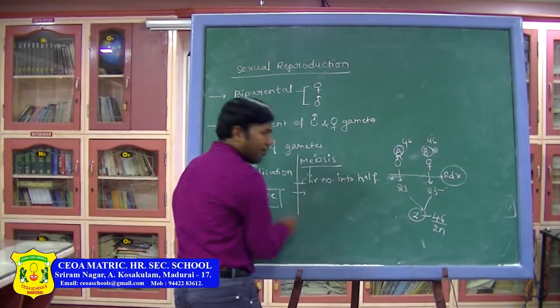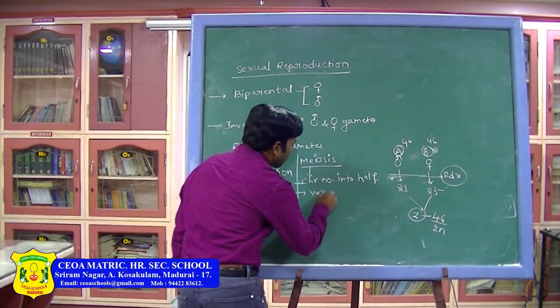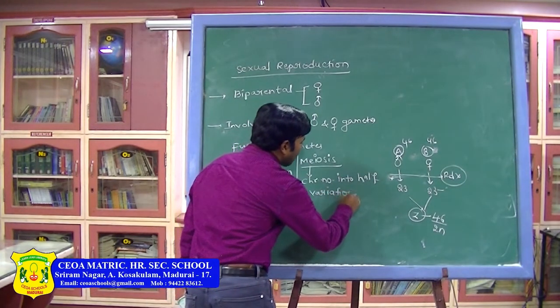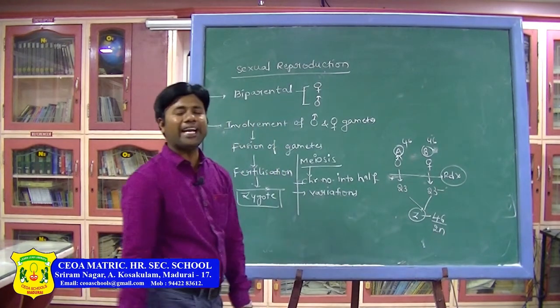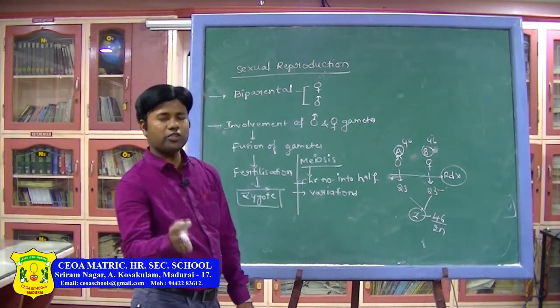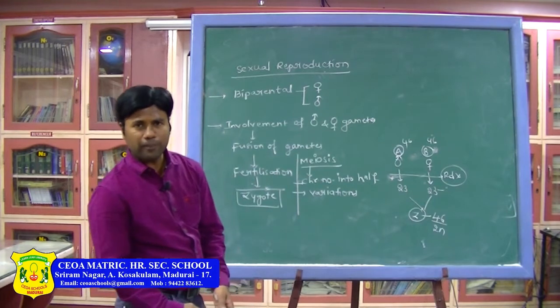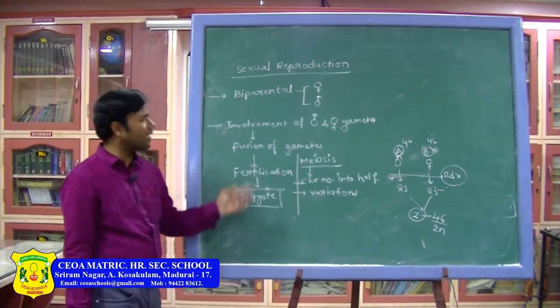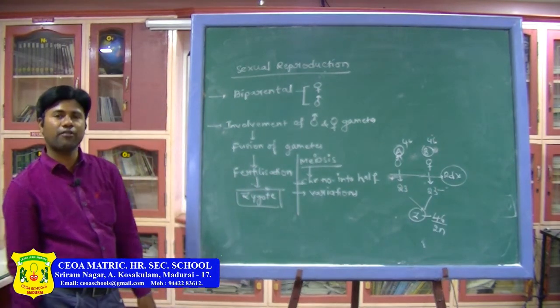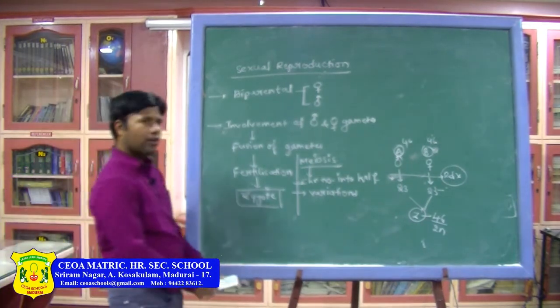Next, variations also come across. Variations mean new characters. From one generation to another, characters will be passed. Along with that, new characters are also possible with meiosis cell division.